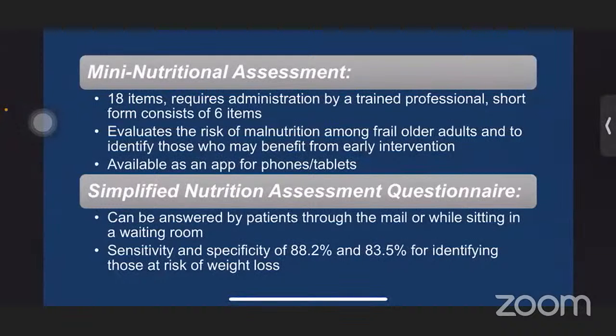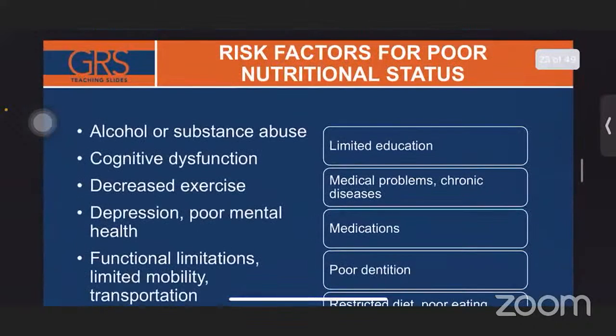And there's a simplified nutrition assessment questionnaire which can be answered by patients through the mail or while sitting in a waiting room. The sensitivity and specificity of it is 88.2% sensitive and 83.5% specific for identifying those at risk of weight loss.